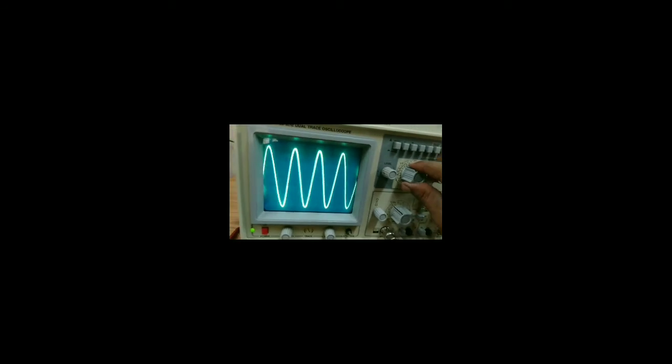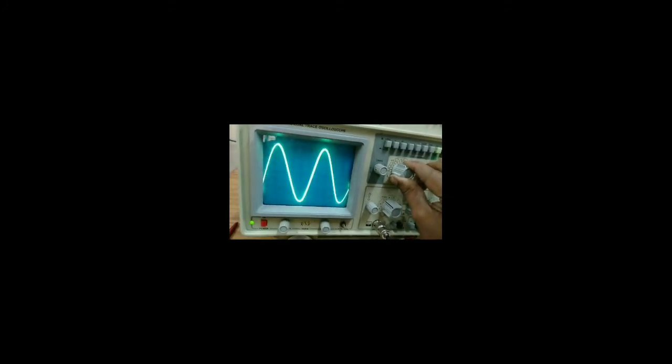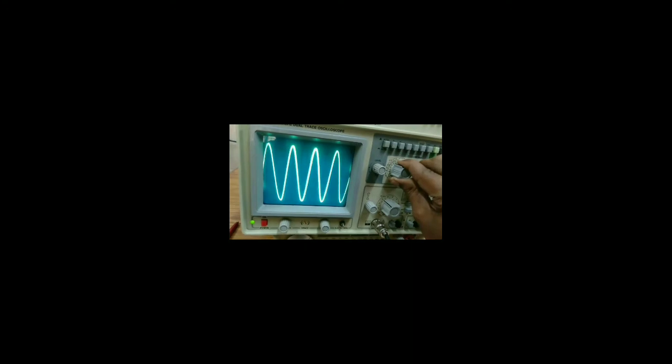See, this is your time per division knob. We can vary the time per division of a cycle by varying this. See here, the time period decreases and here the time period increases. If the time period increases, the signal will be wider. If the time period decreases, the signal will be closer.